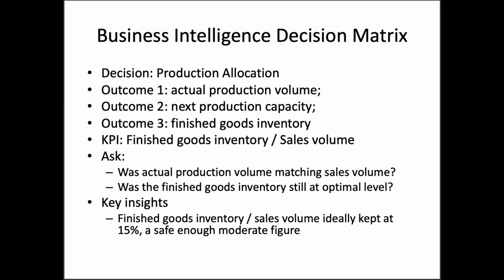Ask these questions and answer them yourself. Was actual production volume matching sales volume? Was the finished goods inventory still at optimal level? The rule of thumb that may help you: you should keep the ratio of finished goods inventory over sales volume at a level that is around 15%. This is your KPI. Must it be 15%? No, it is just a moderate figure. You can decide on any number that you feel is good enough.